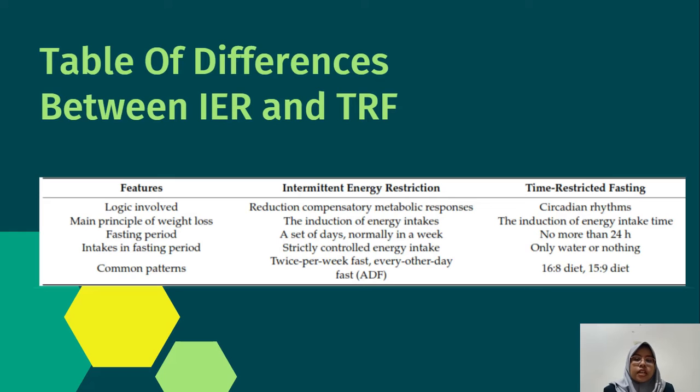The intake in the fasting period in intermittent energy restriction is strictly controlled energy intake, but in time restricted fasting it is only water or nothing. Then the common patterns in intermittent energy restriction are twice per week fast, every other day fast, or ADF. But in time restricted fasting they are the 16 by 8 diet and 15 by 9 diet.